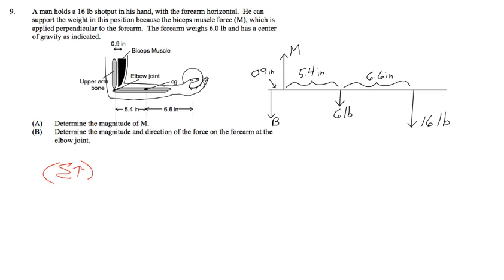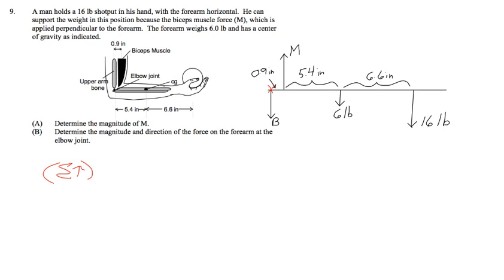The good thing about this one is that pound is a force. It's an English unit, but it's a force, so I don't have to convert. My answer is going to be in pounds. So if I want the muscle, then I am going to make the pivot point where the actual elbow joint is, at B.